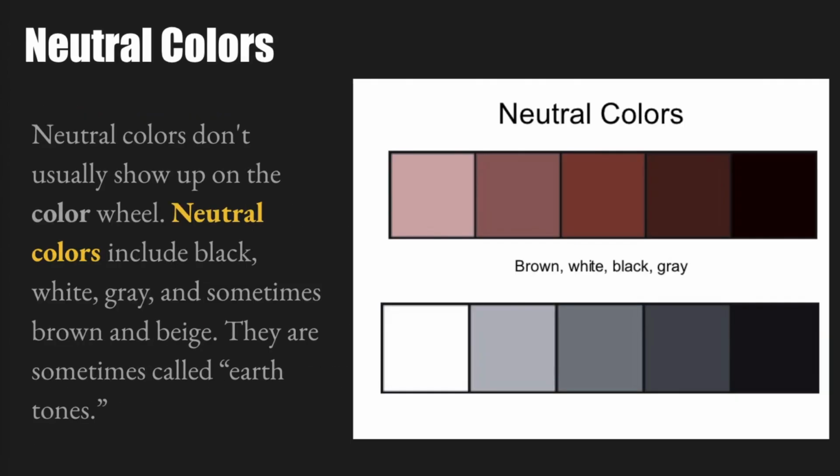Okay, looking at neutral colors, the neutral colors normally don't show up on the color wheel, but they include black, white, gray, and sometimes brown and beige.